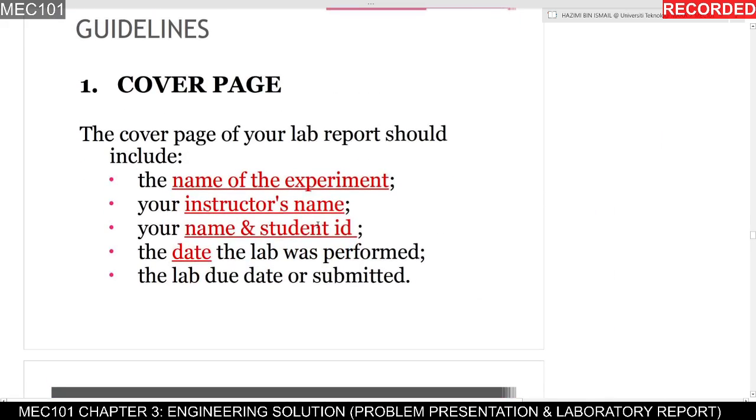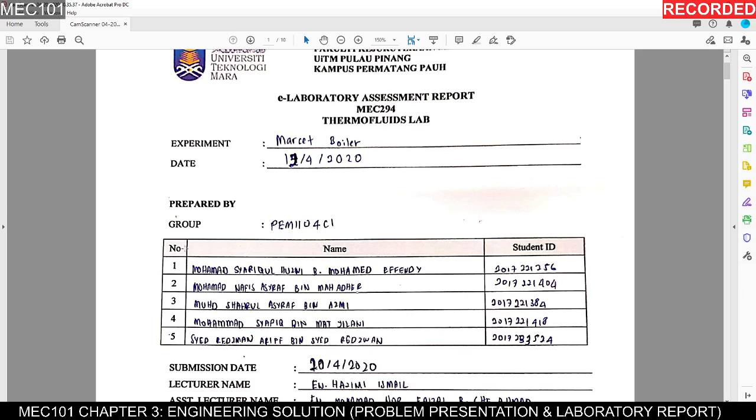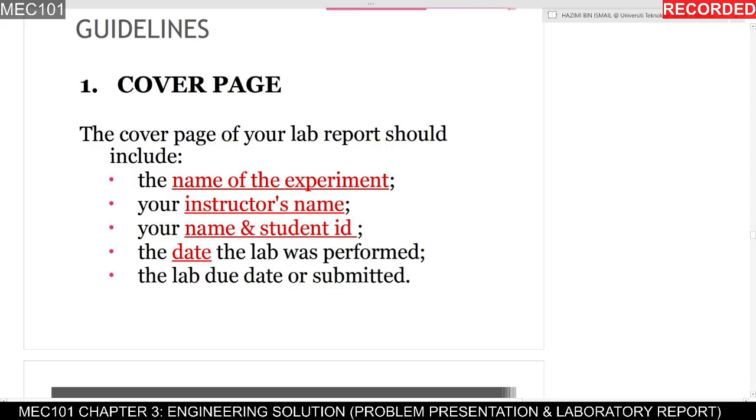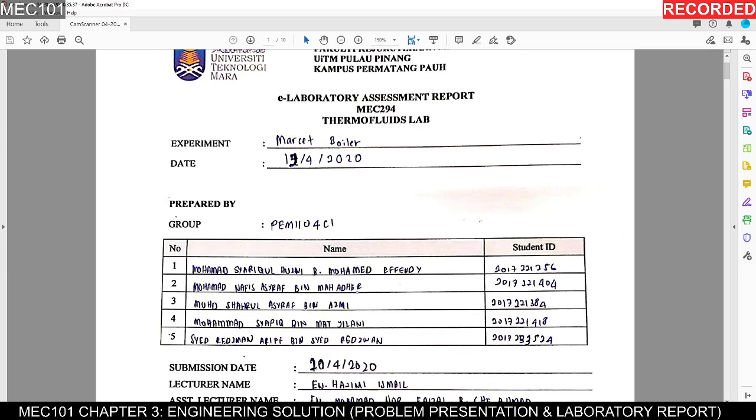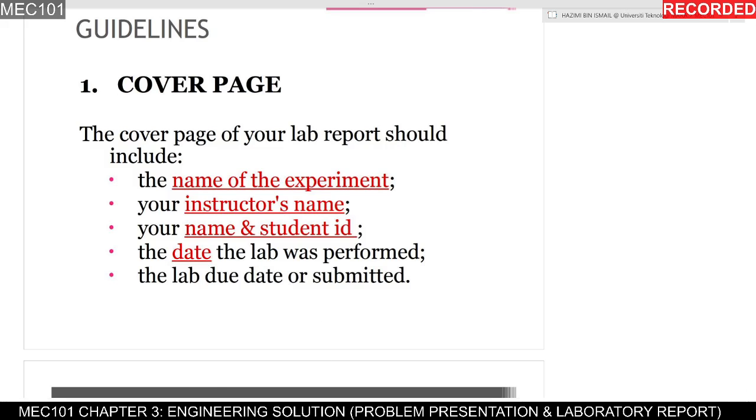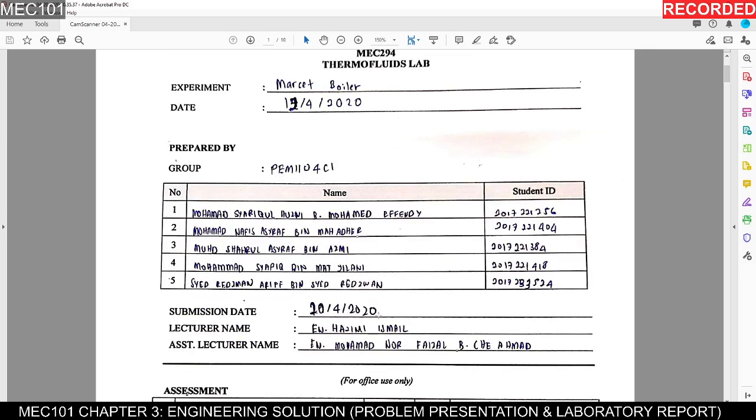But usually the information that should be in the cover page is the name of the experiment and your instructor's name. Let's say in your MEC 291, your instructor's name is me as a lecturer, so you put my name as your instructor, and your name and student ID. Let's say in our MEC 294, they put their name and their student ID, the date the lab was performed, here we have the date, and the lab due date or submission date. Sometimes we put the submission date here to make sure you meet the submission deadline.